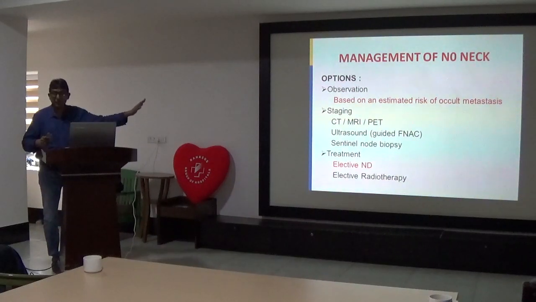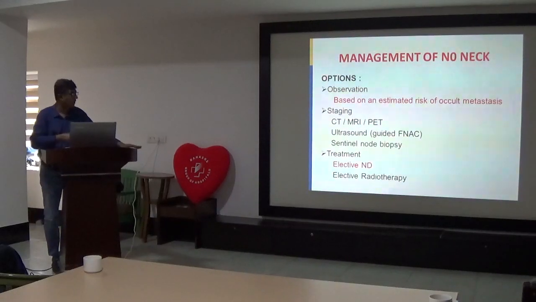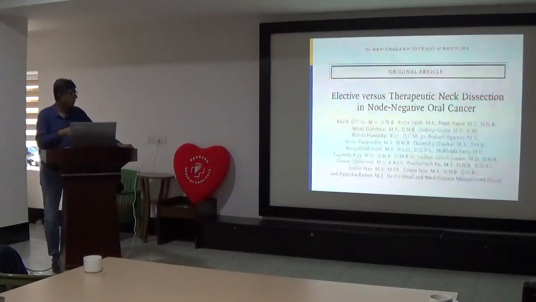But the most important and challenging part is when you don't have a neck node, but there is a primary, and you have to decide whether you are going to address the neck or not. This is based mainly on the risk of occult metastasis. If it is more than 25 to 30%, you have to address the neck. Most of the time you will be doing an elective neck dissection.